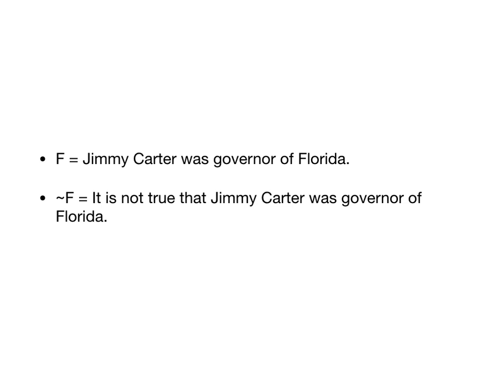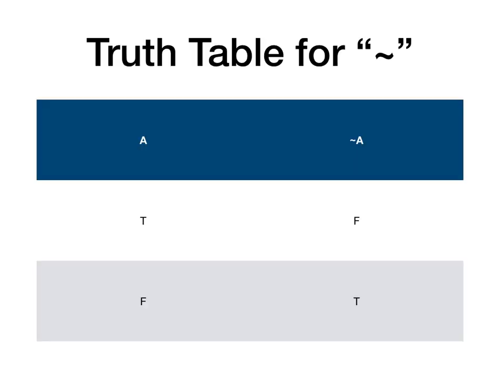Well, what's the truth value for the tilde going to be? Basically, it's just going to flip the value of whatever it's in front of. When A is true, tilde A, not A, is false. When A is false, tilde A, not A, is true. The not symbol just flips things.